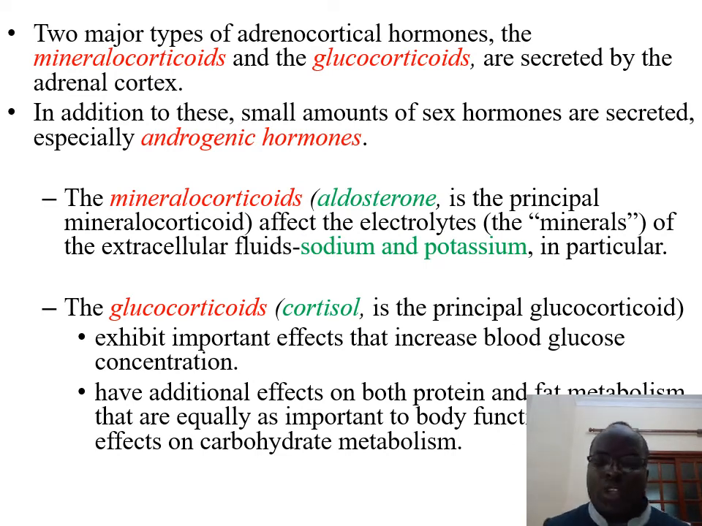Then we have glucocorticoids. An example is cortisol. Cortisol is the principal glucocorticoid. It exhibits important effects that increase blood glucose concentration. From the name itself, glucocorticoids, it has an effect on glucose or carbohydrates, proteins, and fat as well. It has additional effects on both protein and fat metabolism that are equally as important to body function as their effects on carbohydrate metabolism. The mineralocorticoids mainly have an effect on the electrolytes, sodium and potassium.